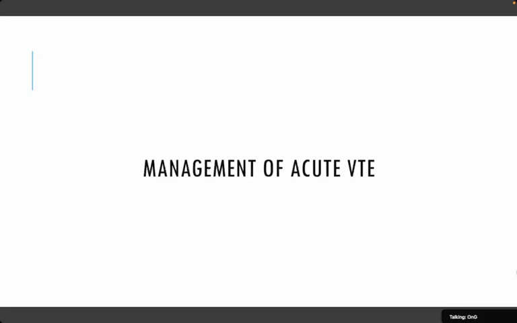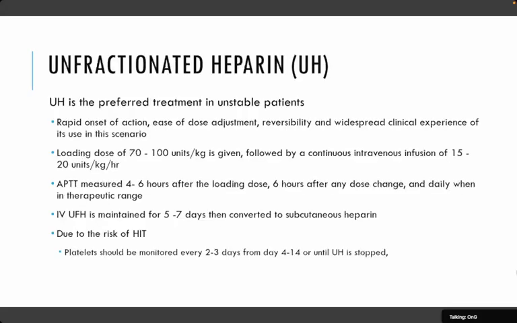Now, looking at how we would manage a patient diagnosed with an acute venous thromboembolic event, starting with unfractionated heparin, this is preferred in unstable patients, those presenting with a massive PE with shock, hypoxemia, or right ventricular dysfunction, or in situations where delivery or surgery is required. It's also preferred because of its rapid onset of action. It's easy to adjust doses, it's easily reversible, and there's widespread clinical experience of its use in these scenarios.